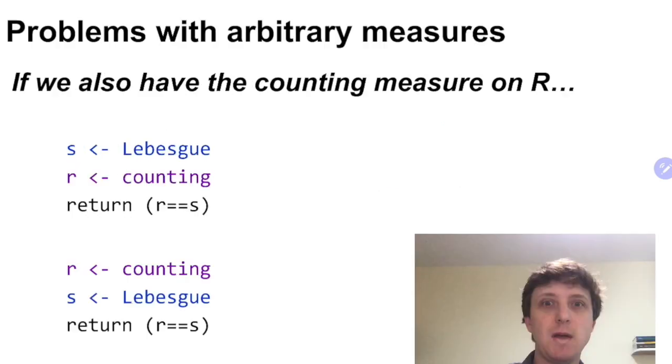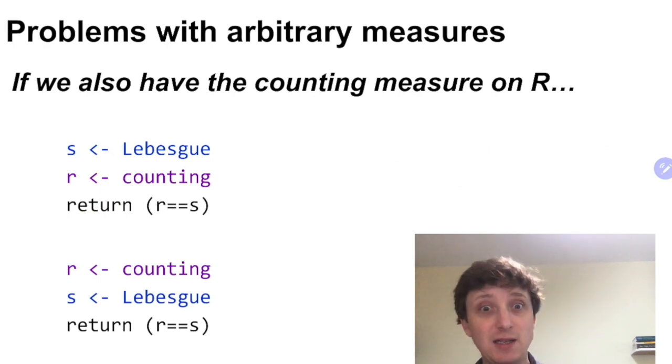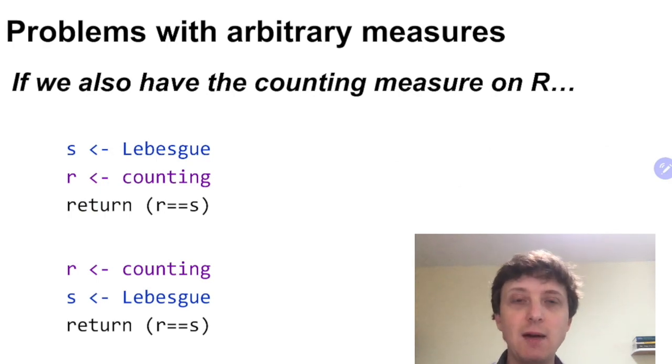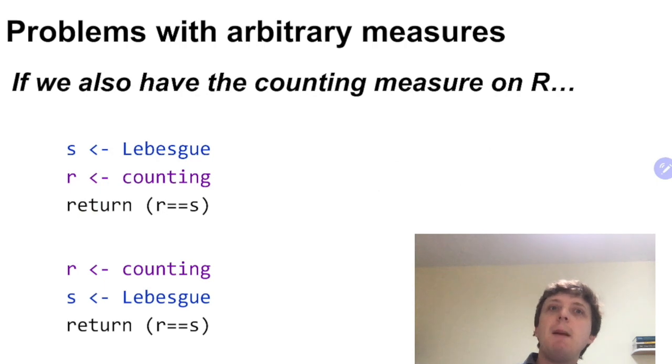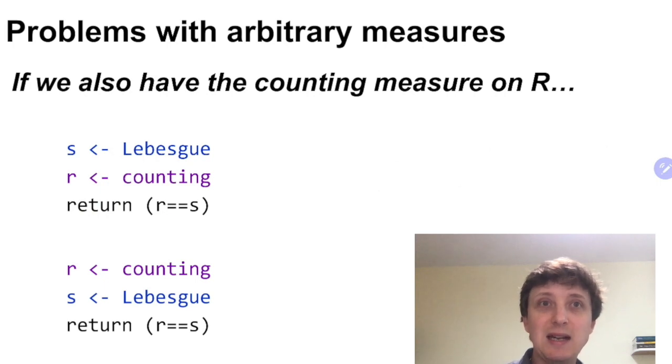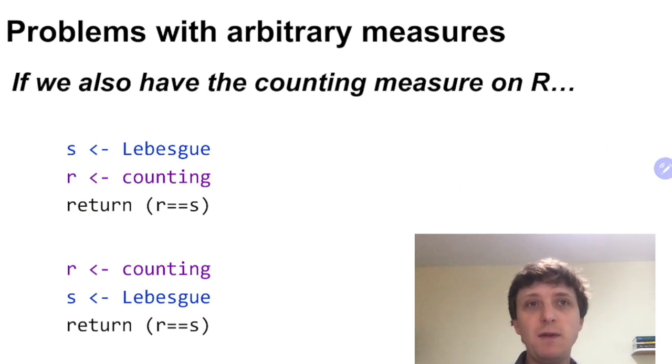Okay. Now, the Lebesgue measure is okay to have as part of programs, and so is the counting measure on the natural numbers, but things get hairy when we have the counting measure on the real numbers that assigns to every measurable set of real numbers either infinity or, if it's finite, the natural number of points it has in it. And that's for the following reason.